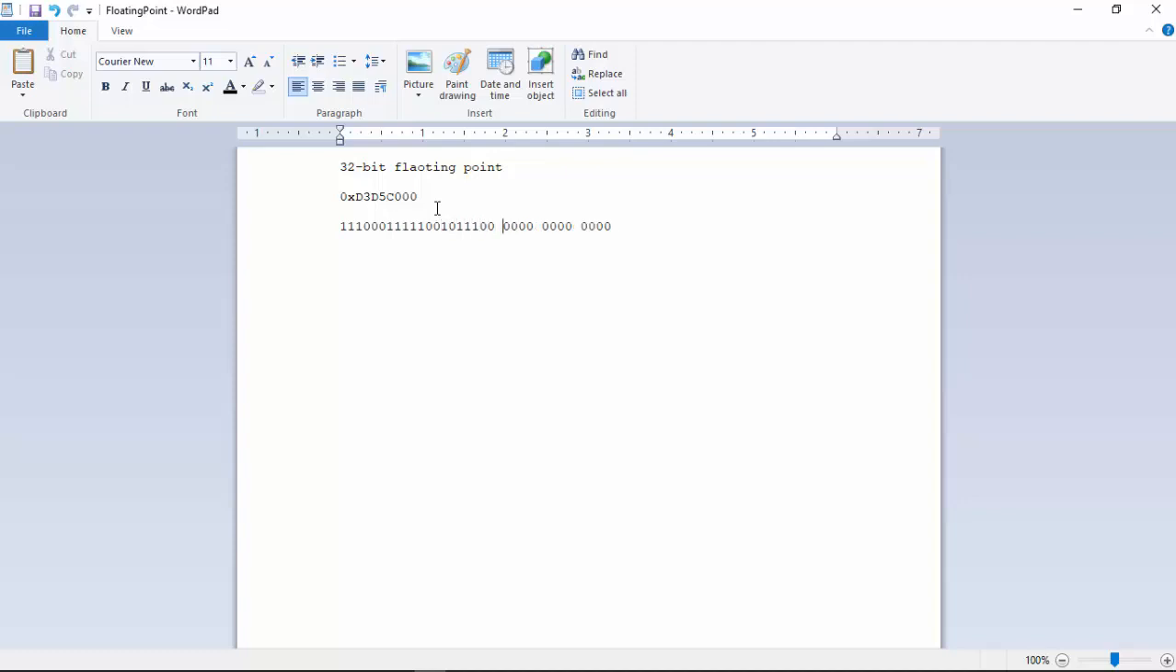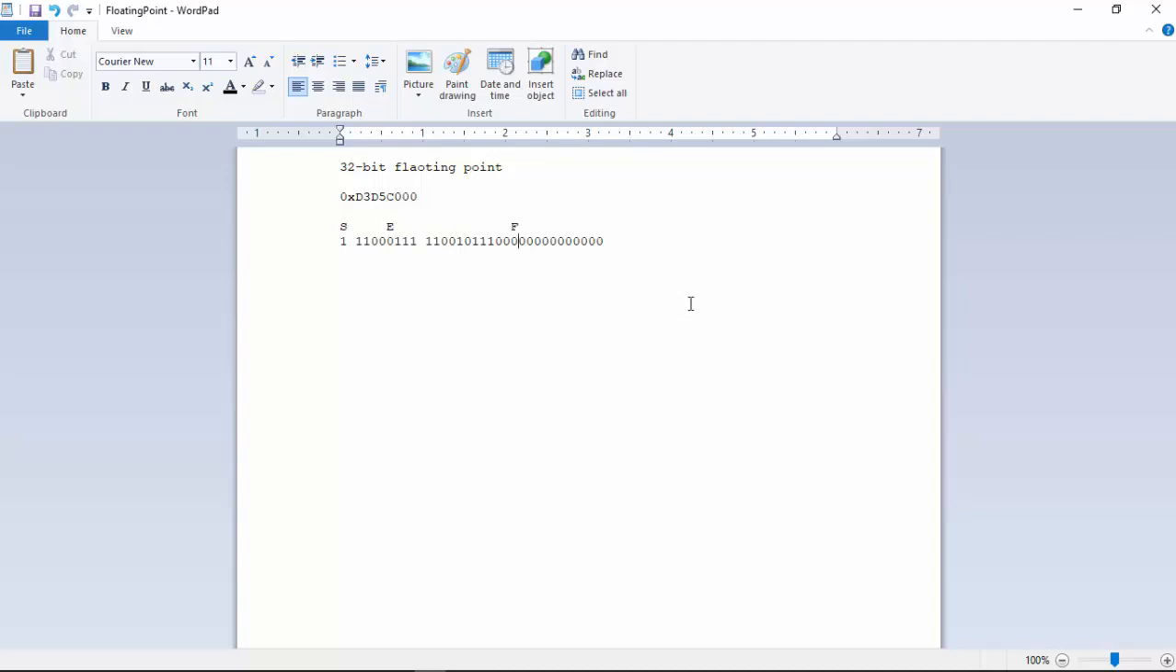Now the IEEE format says that your first bit is a sign, the MSB is the sign bit. So this is 1, so it is going to be negative. Then we take 8 bits from here: 1, 2, 3, 4, 5, 6, 7, 8. Okay, so this is the exponent. All right, so this is the sign, this is my exponent, and this is my fraction.